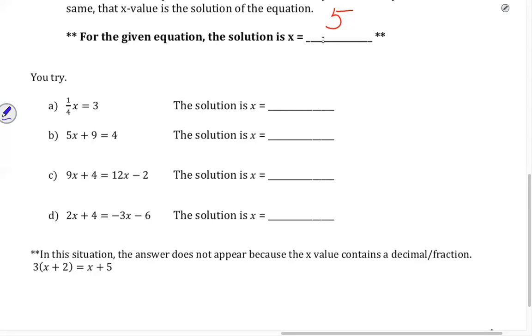Maggie, what'd you get for the first one? X equals 12. Yeah, that one was easy, right? I probably would have just multiplied each side by 4. All right, let's go with Ben. What'd you get for the second one? B.